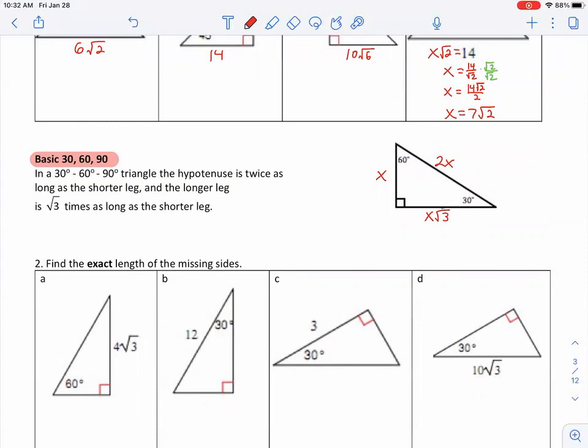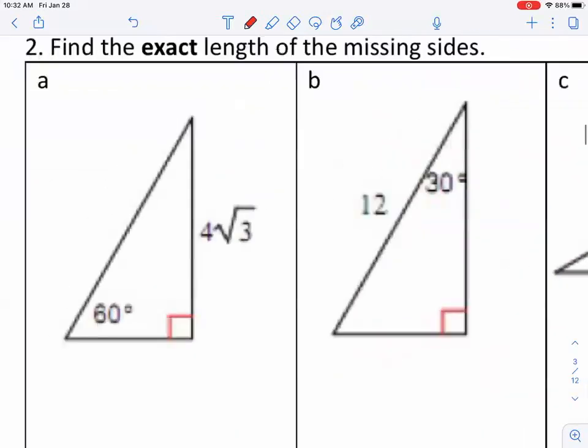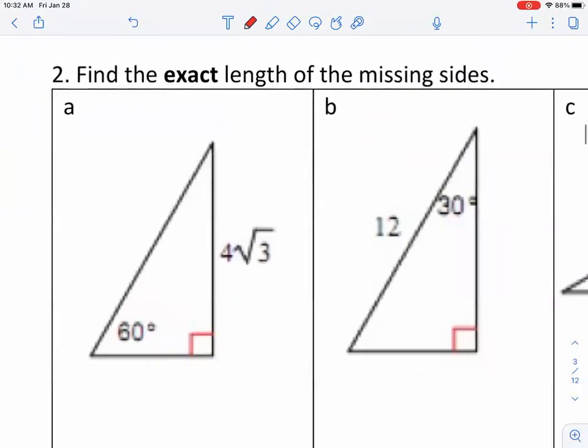So using those shortcuts, looking at 2a, I'm going to erase this in just a second, but that's x, that's 2x, this is x root 3, meaning like my x is 4, okay? So that means then for my sides, my short leg is 4, and the hypotenuse would be 8, twice that. So we're really trying to look for those shortcuts.